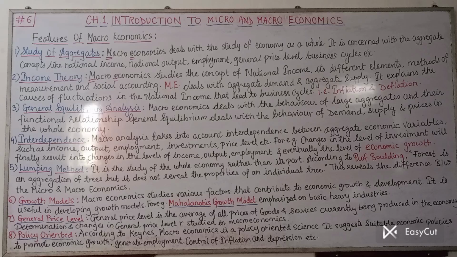Next, point number 7, general price level. Since macroeconomics is studying the whole unit, the whole economy, obviously it is studying the general price level prevailing in the economy. Now, what is the general price level? The general price level is the average of all prices of goods and services currently being produced in the economy. That means in the current year, whatever goods and services are produced in the economy, we will find their average price, and that is called the general price level.